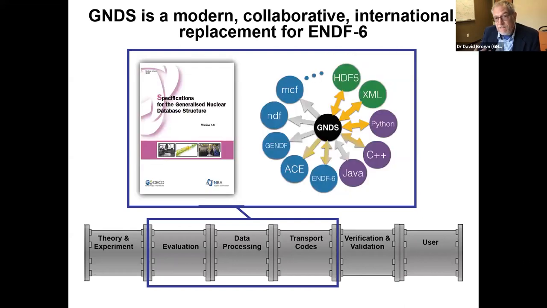So GNDS is a modern, collaborative, international replacement for ENDF-6. It goes far beyond just a simple format. It's kind of a hierarchy, an ontology of nuclear reactions. And with this general structure, we can serialize data into a variety of formats, including legacy formats such as ENDF-6, that you can see in the graphic on the right, ACE, GENDF, various other in-house formats. It can also be serialized into HDF5 and XML. These are what we use in production. It can also be used to generate APIs for use in codes that then talk to GNDS data. And such things already exist in C++, thanks to the work of Oak Ridge. And it's not too hard to imagine doing it with other languages. Next slide.